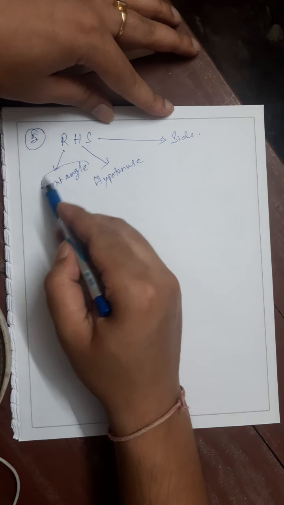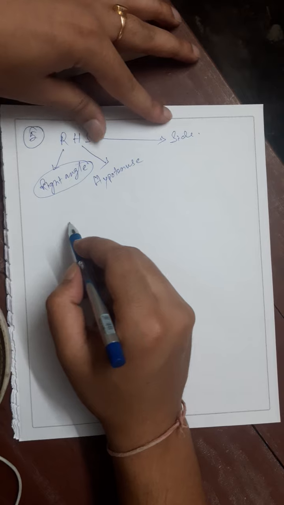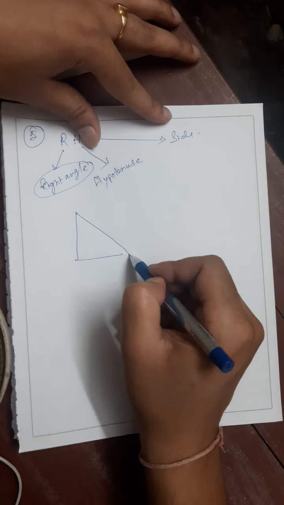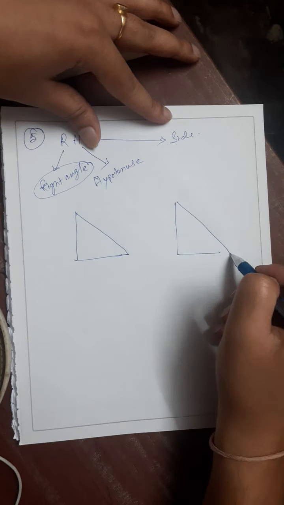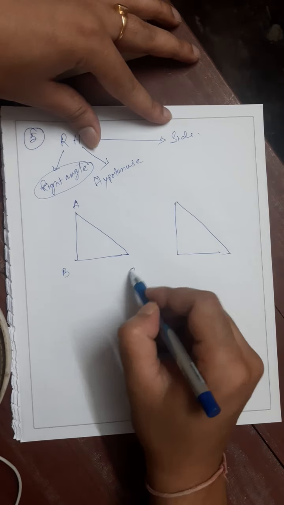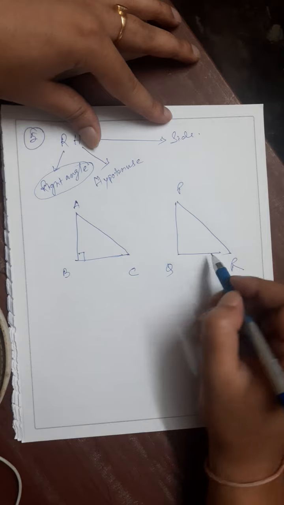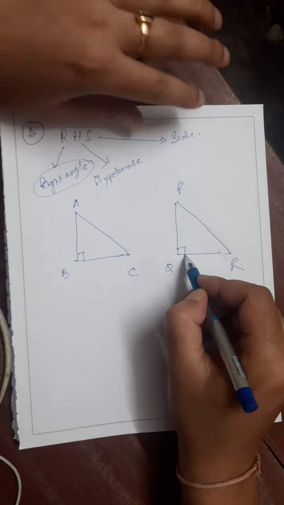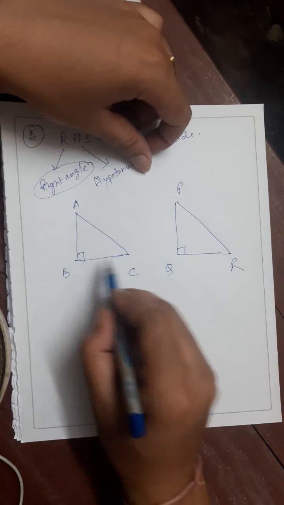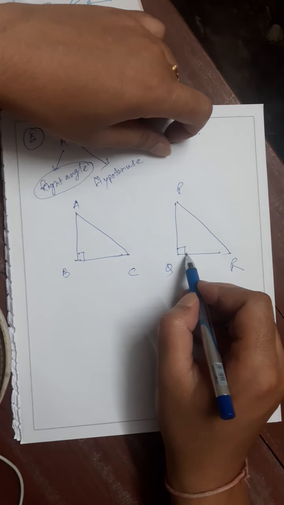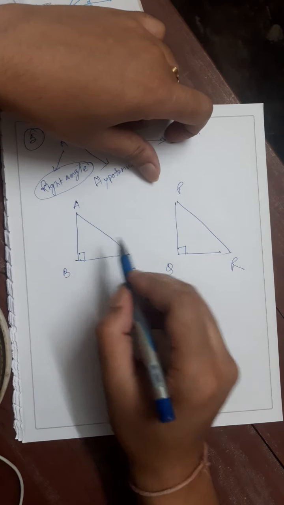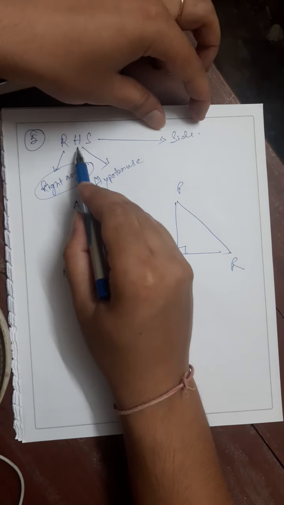By the name only we can get the idea that the two triangles have to be right angle triangles. ABC, PQR. Here angle P is 90 degrees, here angle Q is 90 degrees. So automatically these two angles are equal because these two are 90 degrees each. And second is what? Hypotenuse.